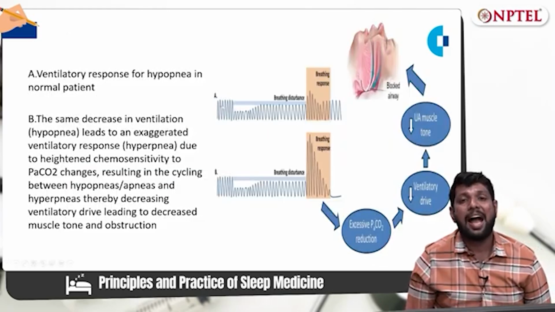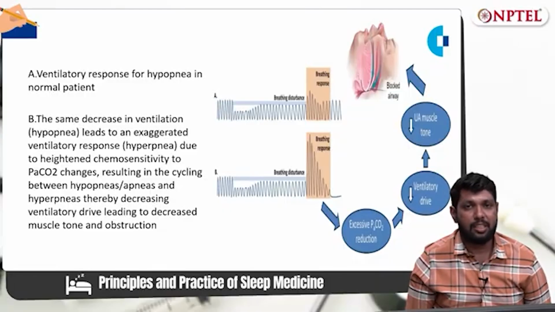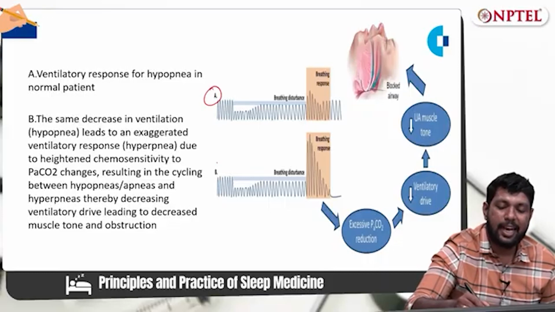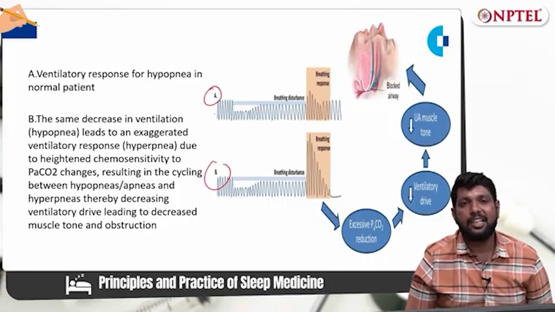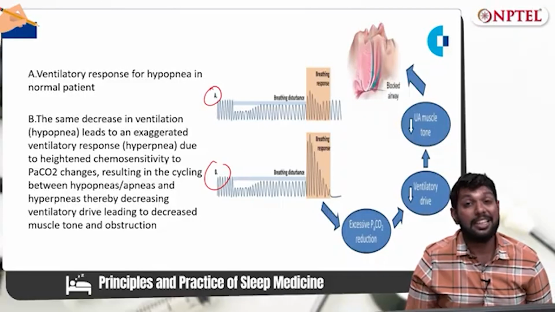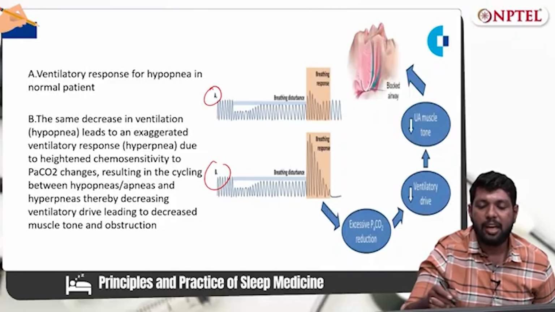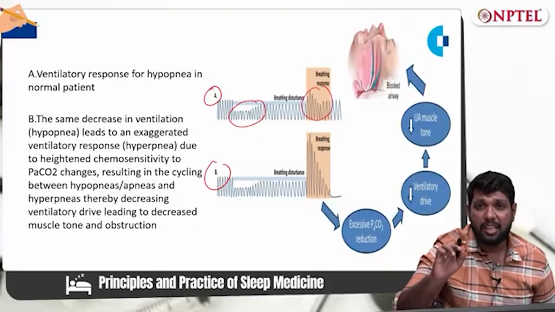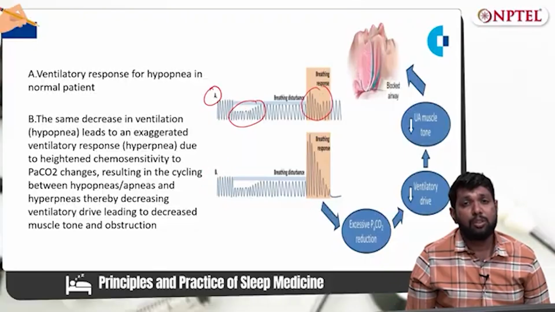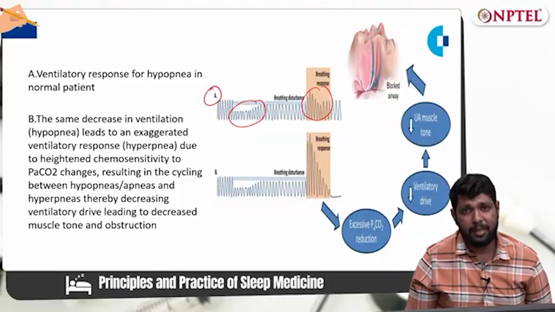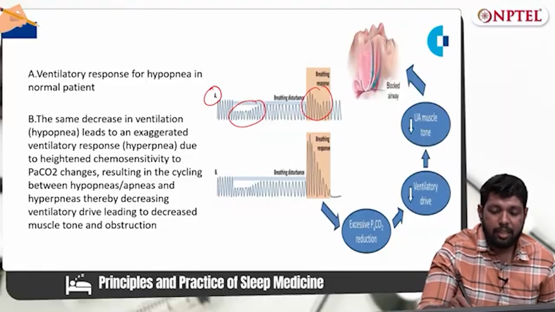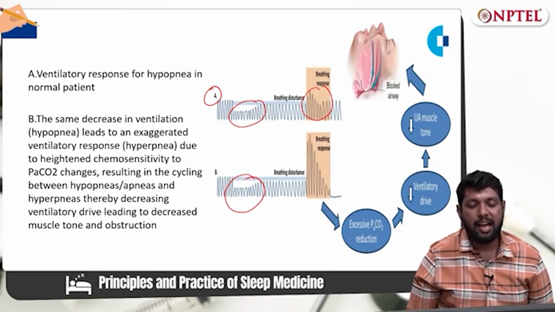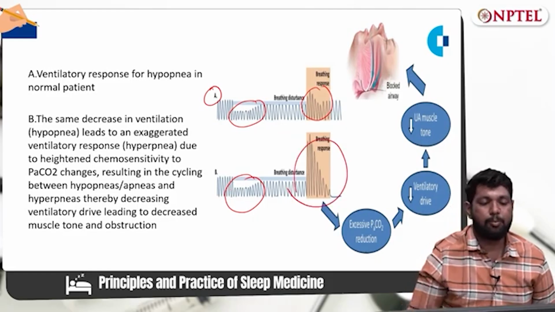The high loop gain can be demonstrated in the following diagram. There are two things here, A and B. A is the ventilatory response to a hypopnea in a normal patient. When there is a hypopnea, what happens? In a normal individual the response is very little. So what happens in high loop gain patients? Even a small decrease in oxygen, or a hypopnea, will have an exaggerated breathing response.